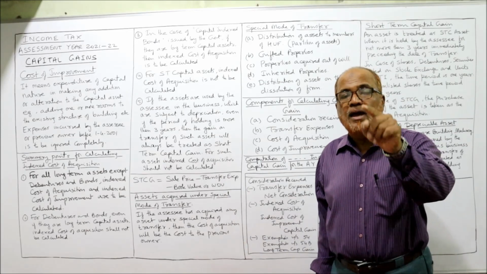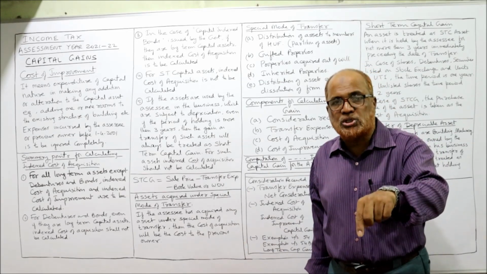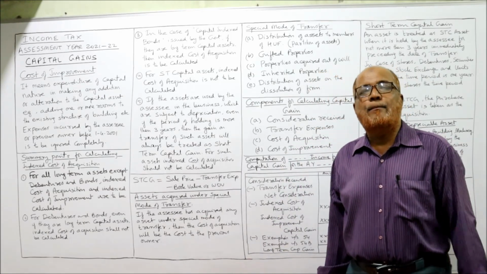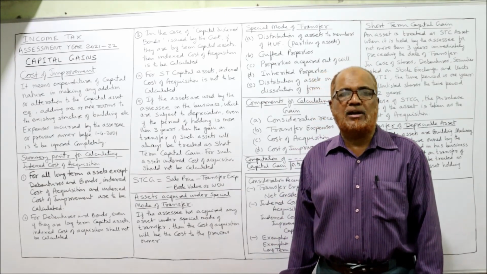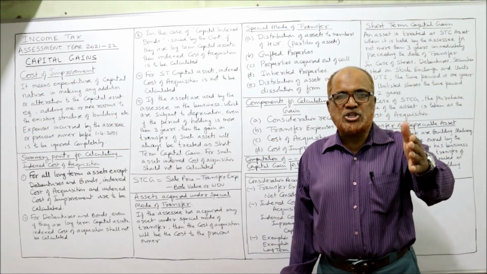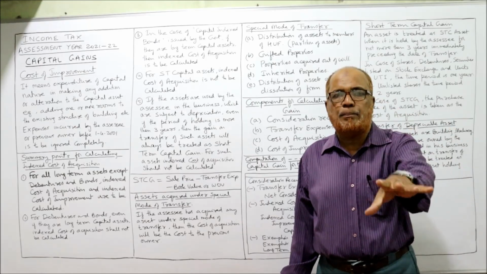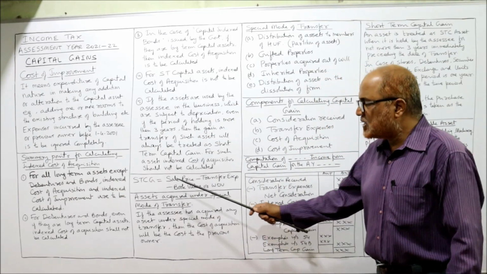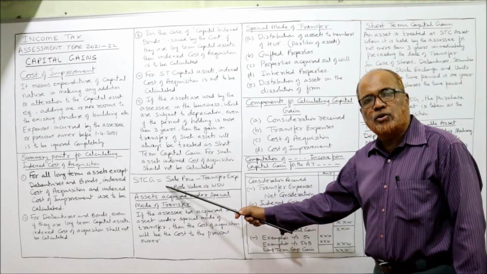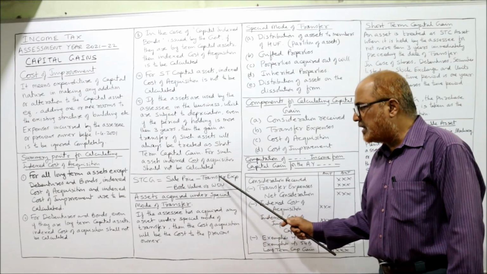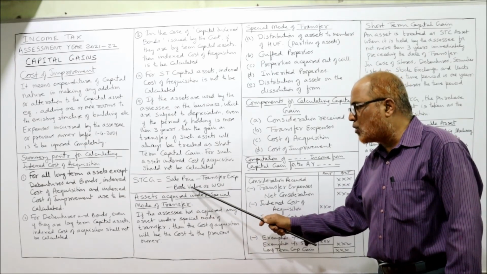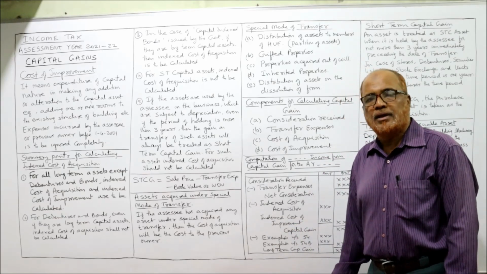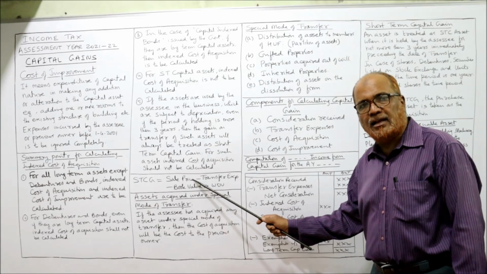Which type of asset? An asset which is used in the business and is a depreciable asset. Depreciable assets are building, machinery, furniture. These are called depreciable assets on which the Income Tax Act allows depreciation. Next one, short-term capital gain. How to compute short-term capital gain? Sale price minus transfer expenses minus book value or written down value. WDV stands for written down value. So in this way, short-term capital gain is calculated.